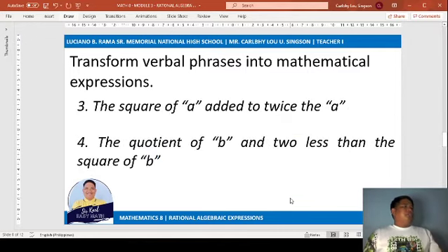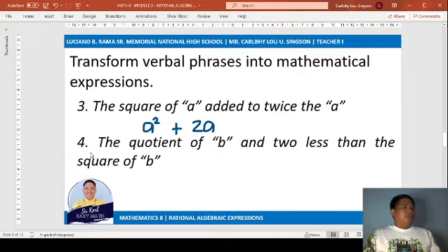Right? Number 3, the square of a added to twice the number a, or twice a. So the square of a, this time we just use the word square. So a raised to the power of 2, or that is a squared. Added to twice a. So 2a, twice a. Alright, you understand? So our mathematical expression is a squared plus 2a.